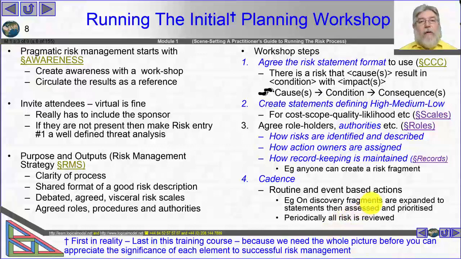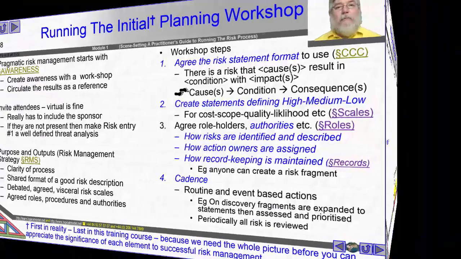So on discovery of a fragment, that should be properly expanded into being a statement that is then assessed and prioritized. And that takes us into things like identification workshops, and through identification workshops to assessment activities. So let's go and have a look at those now.